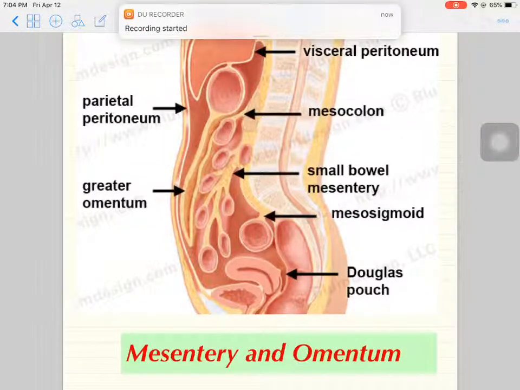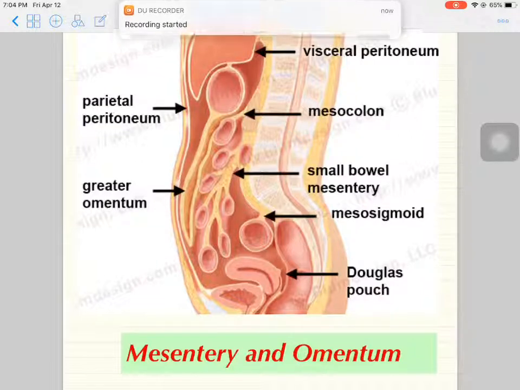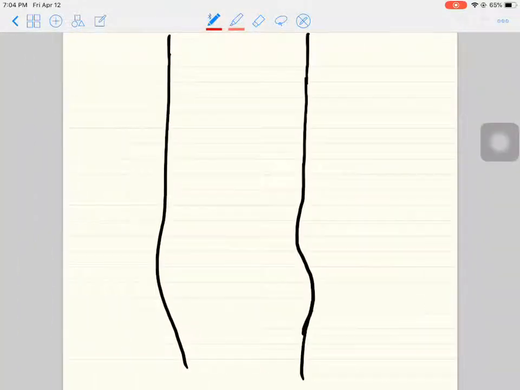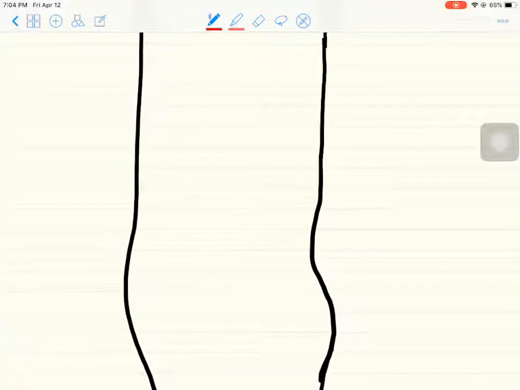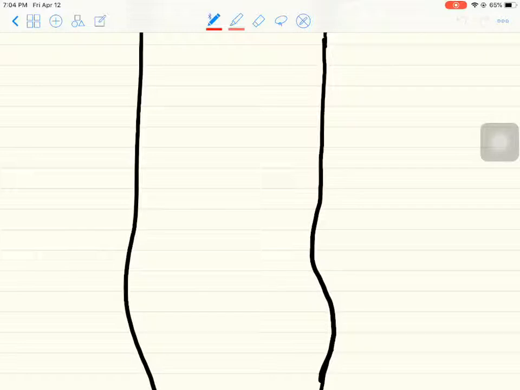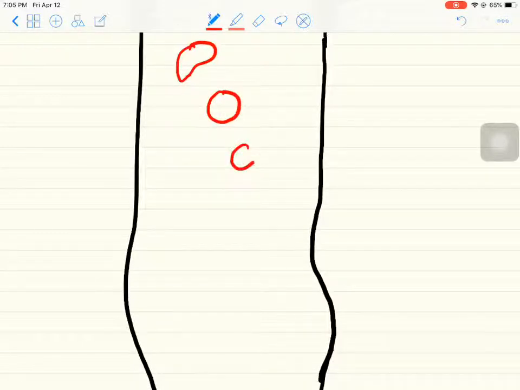Today we are going to discuss the parietal peritoneum, the visceral peritoneum, and the mesentery and omentum. For this purpose I made an abdominal region. Let's make some organs. This is the sagittal section. Here we can make a liver. Below the liver, the stomach. Then we have the transverse colon. The liver becomes very small.